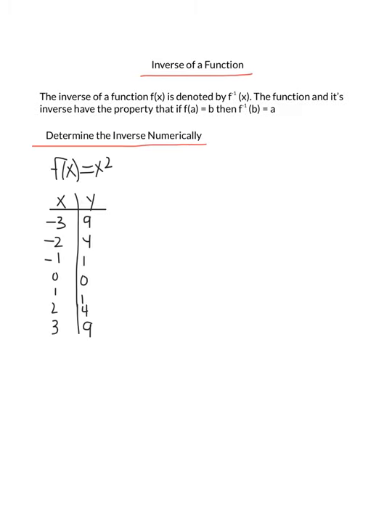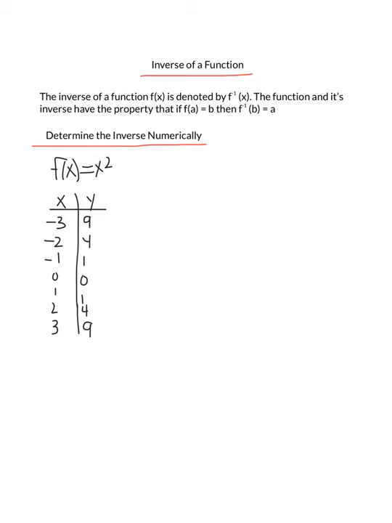This lesson is on the inverse of a function. The inverse of a function, f of x, is denoted by f to the exponent -1 of x. We say this like f inverse x. The function and its inverse have the property that if f of a equals b, then f inverse b is equal to a.